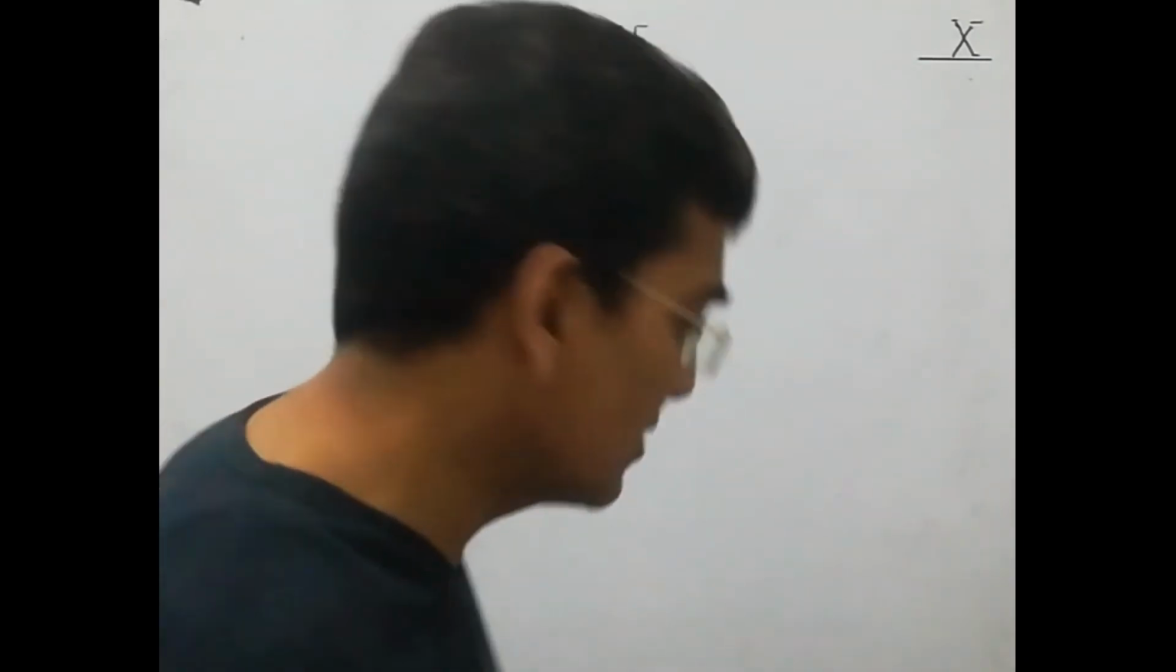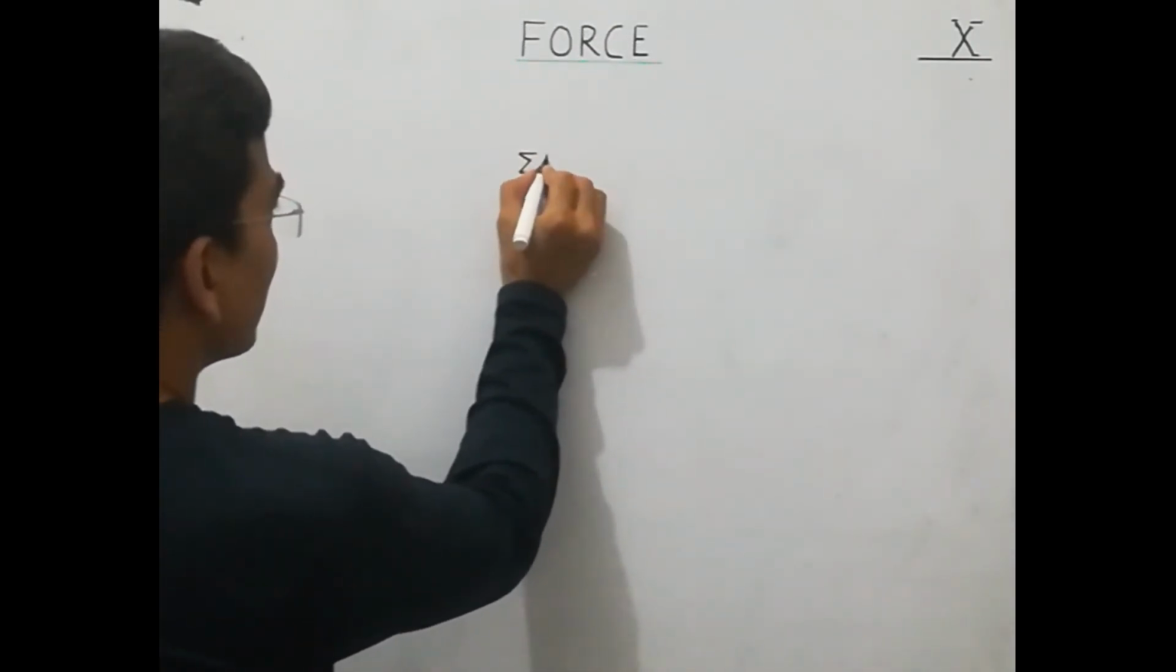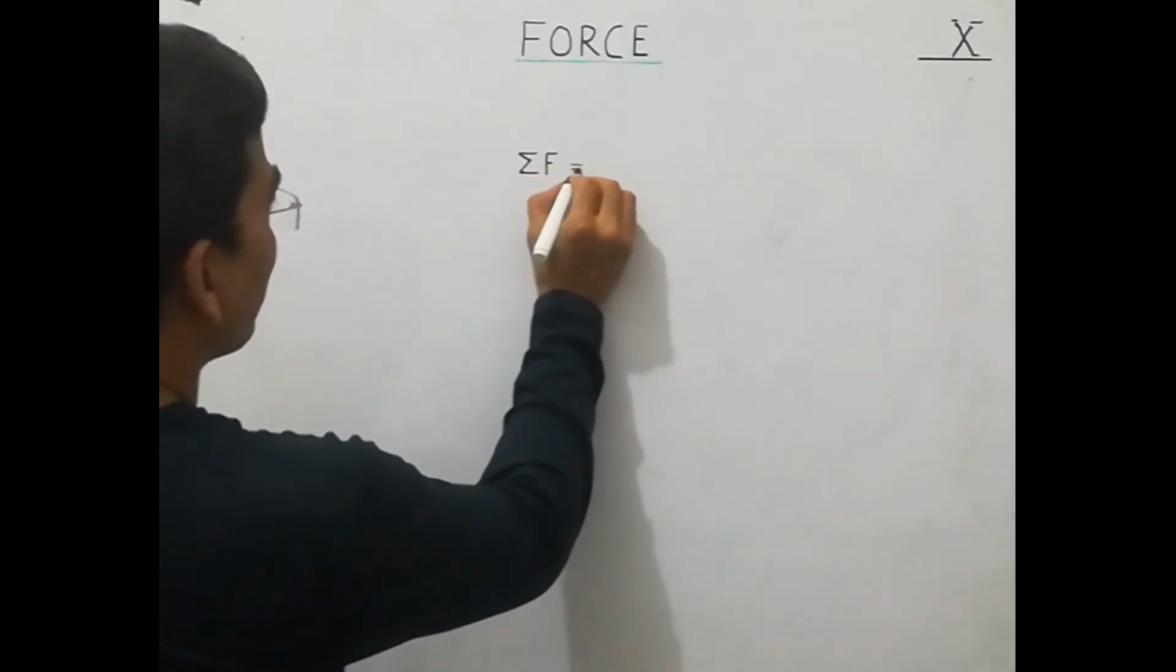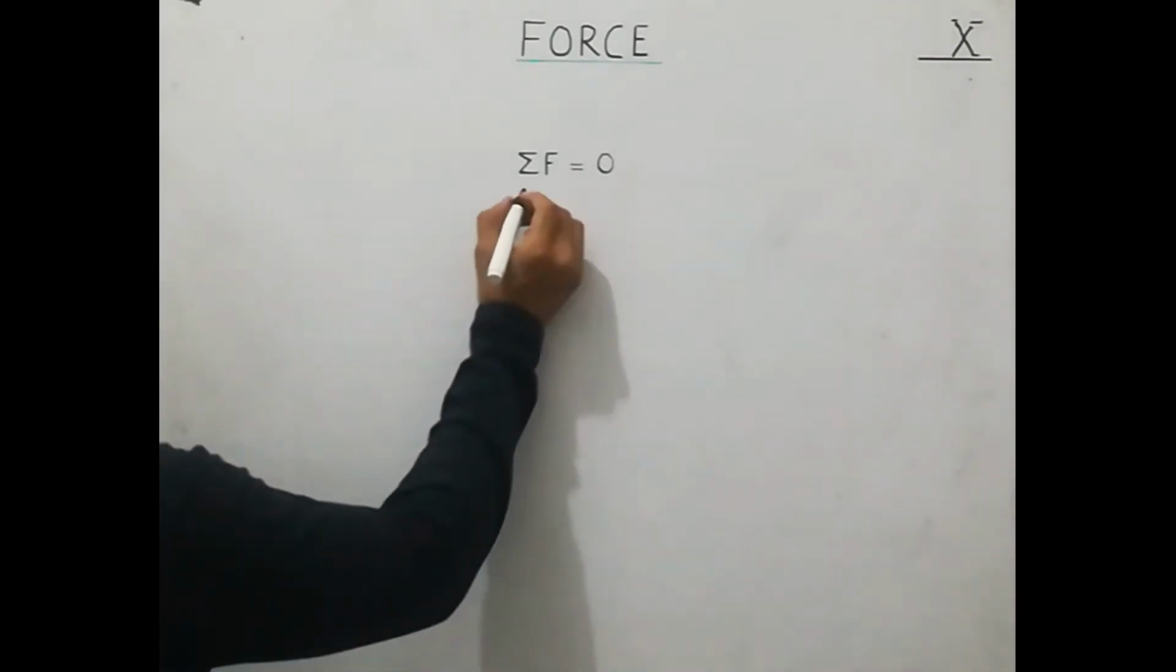Resultant of all the forces acting on the body should be zero. That means you can write like this: summation F is equal to 0. Summation F here means sum of all the forces acting on the body should be 0. That's one. Second one is the algebraic sum of the moment of all the forces acting on the body about the point of rotation should be 0.